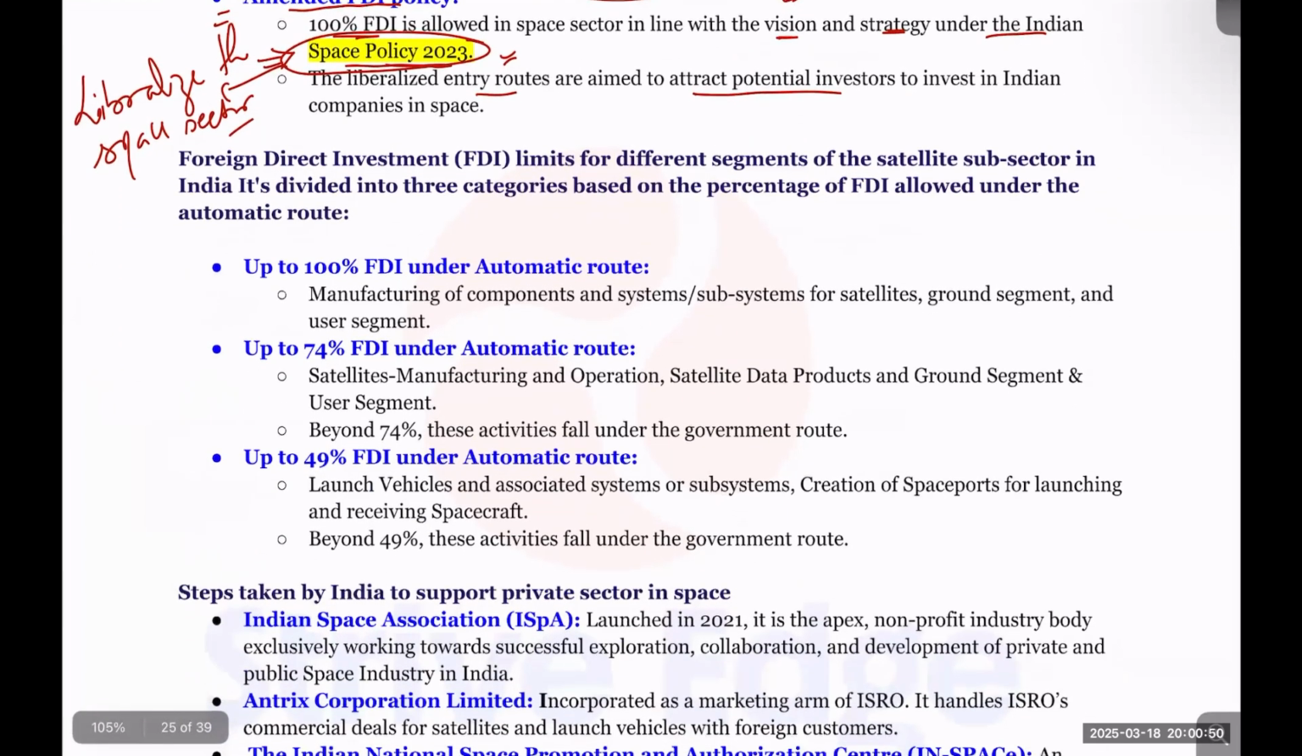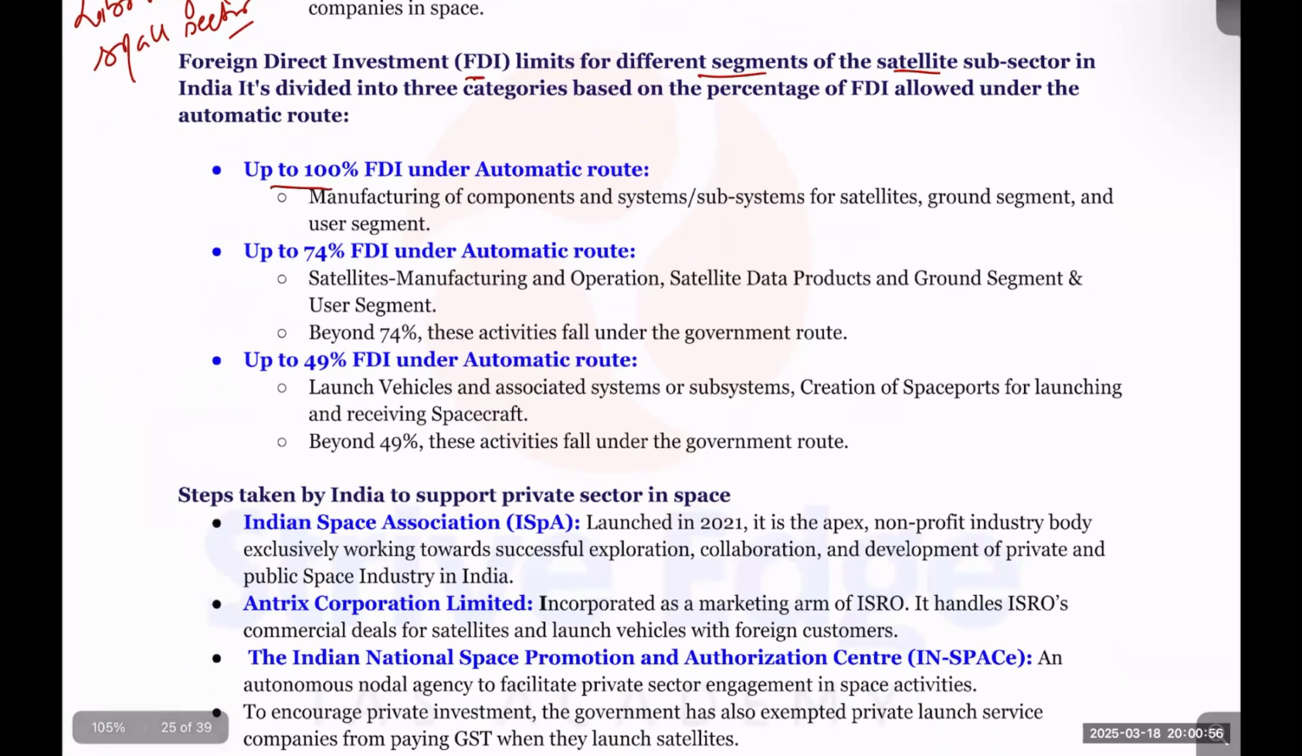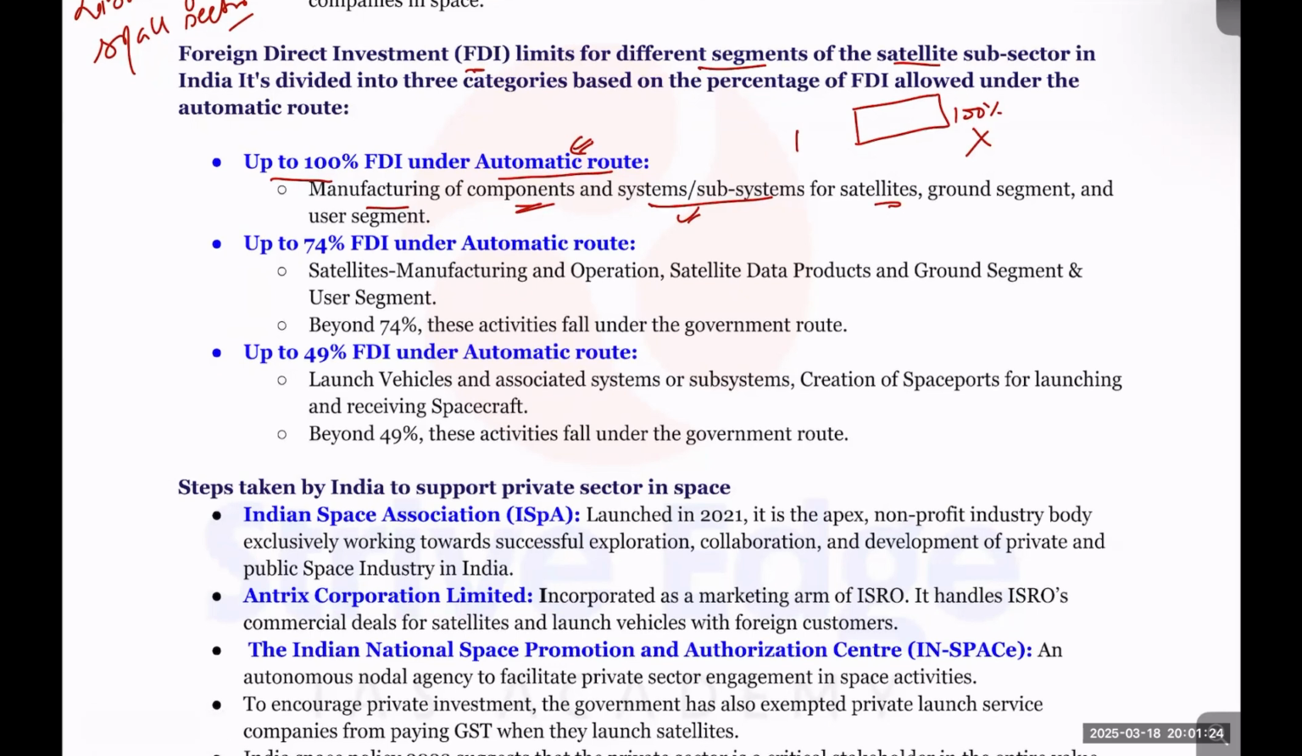Now, FDI limits for different segments of satellite subcomponents in India: up to 100% FDI under the automatic route, no need of the government's intervention, in the manufacturing of components and subsystems of satellites. For the construction of a whole satellite, this 100% FDI will not be eligible. If you are forming a component or subsystem of a satellite, then 100% FDI will be allowed. Ground segment and user segment also get 100% FDI under the automatic route.